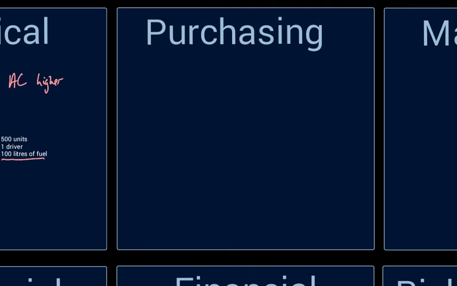Now, moving on to purchasing economies of scale. Purchasing economies of scale are much simpler to understand, mainly because it's something you've probably already come across. Purchasing economies of scale, in essence, is bulk buying.